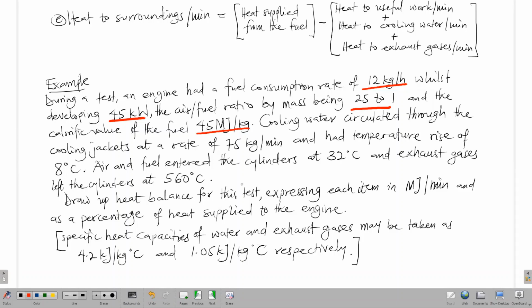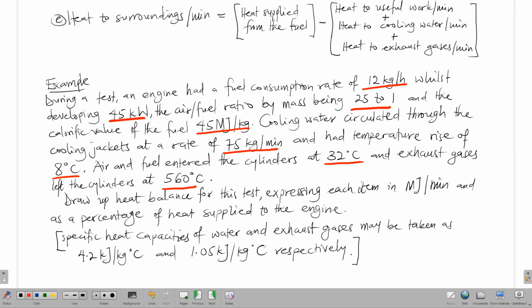Now, cooling water circulated through the cooling jacket at a rate of 25 kilograms per minute and had temperature rise of 8 degrees Celsius. Air and fuel entered the cylinders at 32 degrees Celsius through the inlet manifold, and exhaust gases left the cylinders at 560 degrees Celsius through the exhaust manifold.